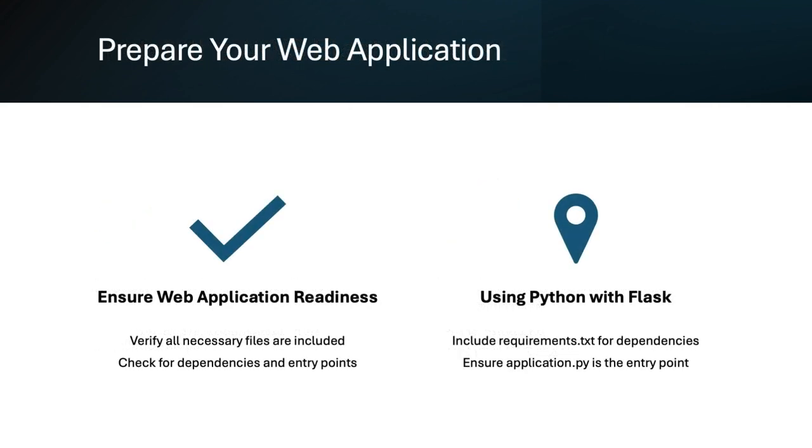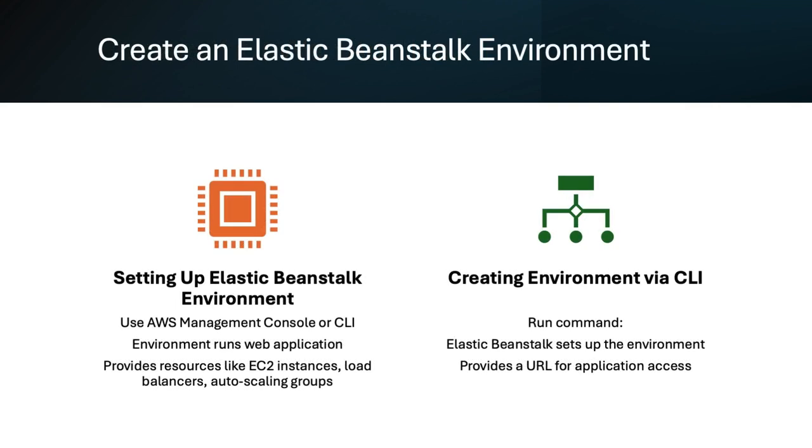Ensure your web application is ready for deployment. For Python with Flask, include files like requirements.txt for dependencies and application.py as the entry point. To create an Elastic Beanstalk environment, use the AWS Management Console or CLI. This environment will run your web application and provide necessary resources. To create it via CLI, run eb create my-environment. Elastic Beanstalk will set up the environment and provide a URL for access.